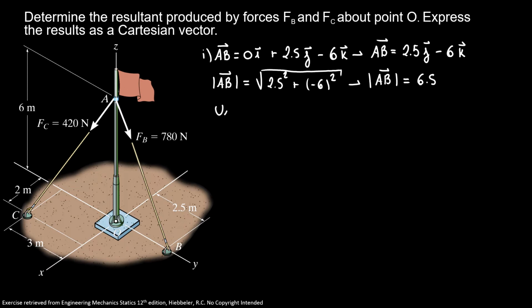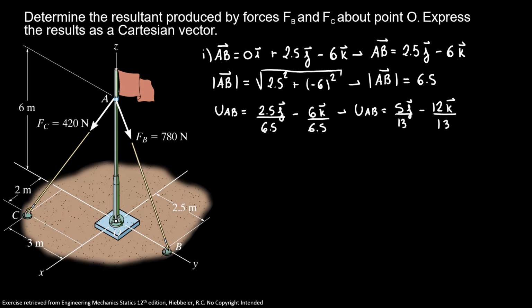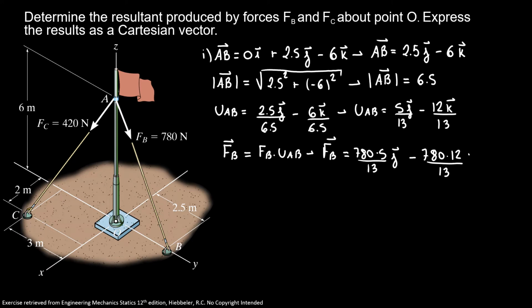Now my unit vector AB is equal to 2.5j over 6.5 minus 6k over 6.5. So my unit vector AB is equal to 5j over 13 minus 12k over 13. Now we're going to find the Cartesian vector FB. That's FB times my unit vector AB. So my FB in Cartesian vector is 780 times 5 over 13 j minus 780 times 12 over 13 k.